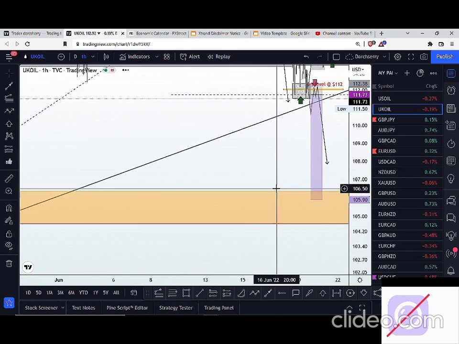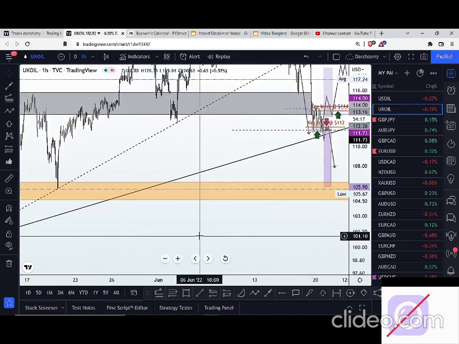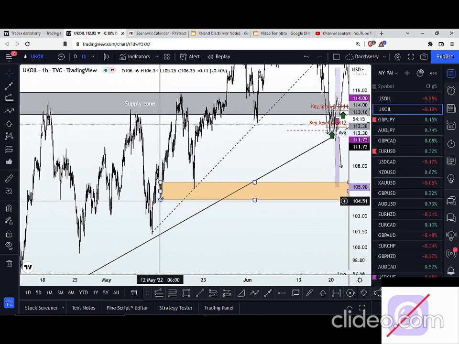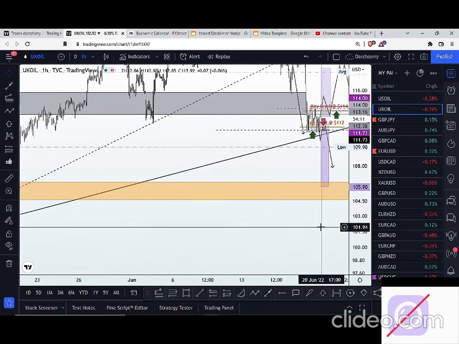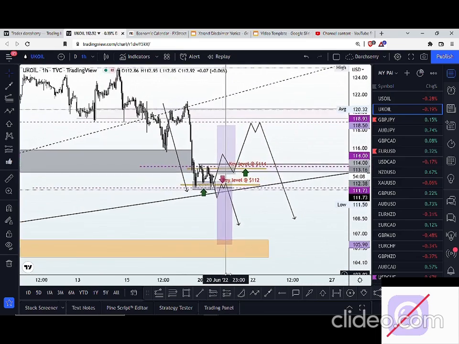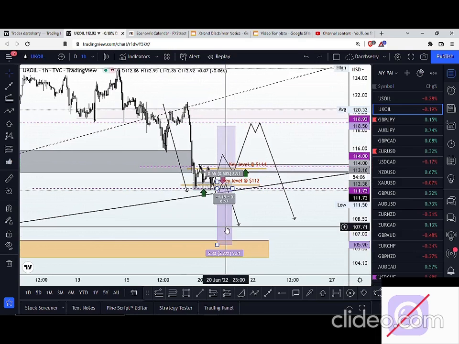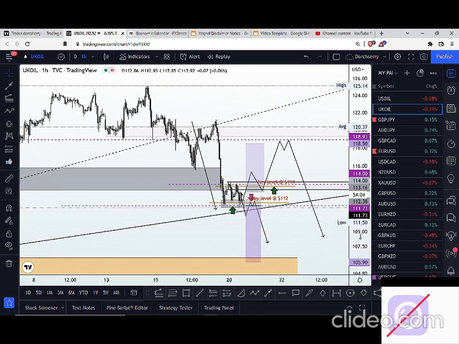$106. And the reason why that is, if we look left, we can see that this area at one point in time has been a demand zone. So we want to, for the meantime, take profit at around $106, which dovetails to about 550 pips.